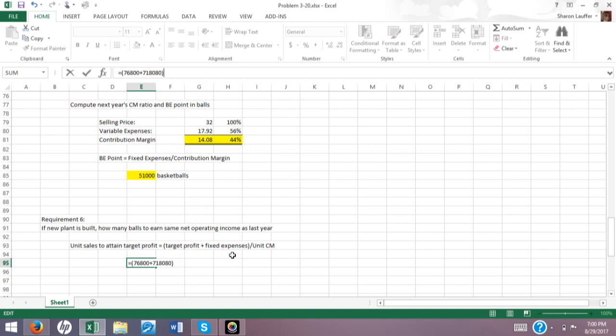So we've got that, and then we're going to divide that by our contribution margin, which comes from up here also. That's $14.08. And that gives us 56,454.55 basketballs, which would be rounded up to 56,455 basketballs. So that's the answer on that one.